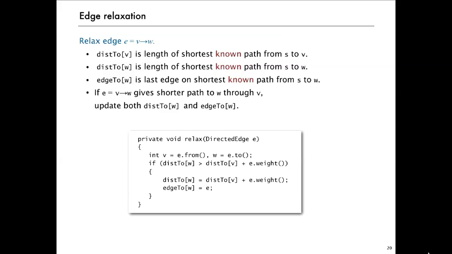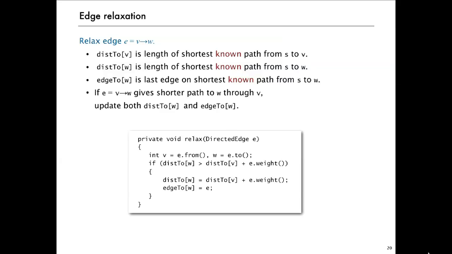To relax an edge, we pull out its from and to vertices, V and W, according to our standard idiom, and then we just see if the distance to W, the shortest path before, is bigger than the distance to V plus the weight of the edge that would take us from V to W. If it's bigger, that means we found a new path. If it's less than or equal, we ignore it.